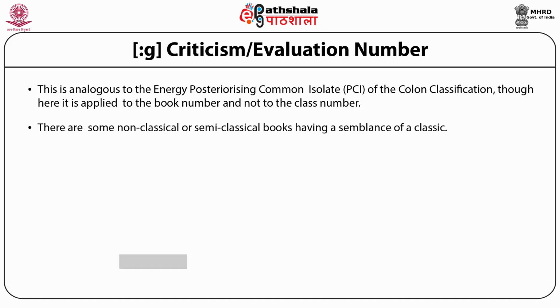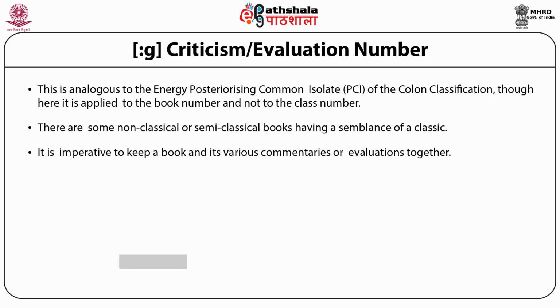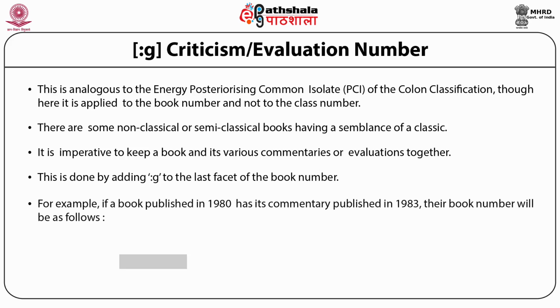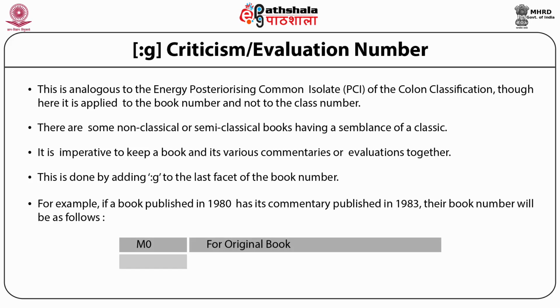Criticism or evaluation number. This is the last facet in the book number facet formula. And this criticism number is analogous to the energy posterizing common isolate PCI of the colon classification, though here it is applied to book numbers and not to the class number. There are some classical or semi-classical books having some balance of a classic. It is imperative to keep a book and its various commentaries or evaluations or criticism together. This is done by adding :G to the last facet of the book number.